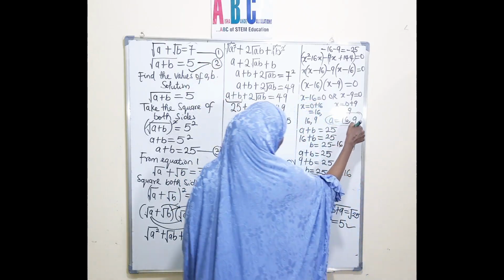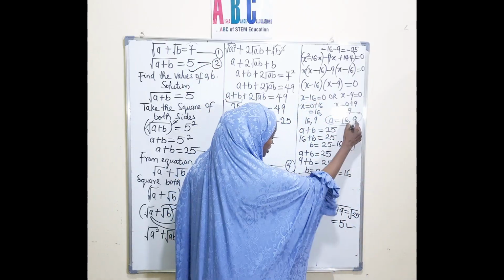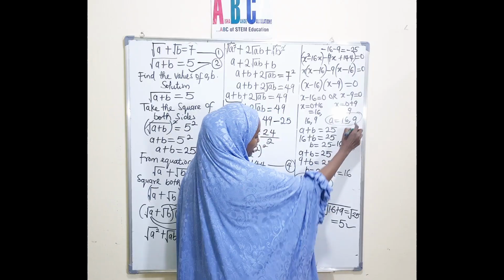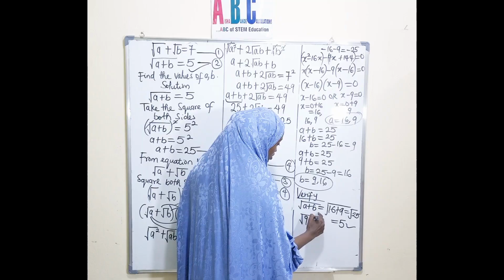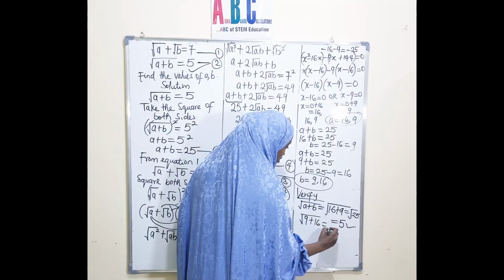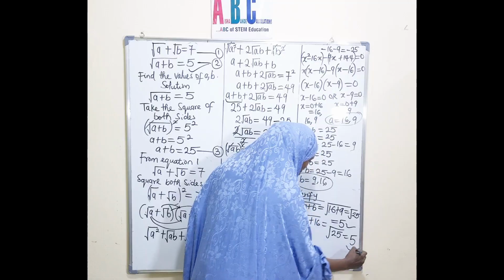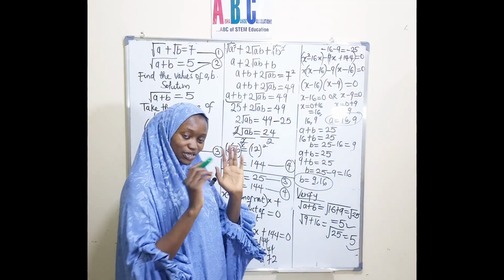Now let's use the second answer, 9, for A is equal to 9. So A is 9 plus B, which is 16. 9 plus 16 is what? 25. So we have square root of 25, which is also equal to 5. So that shows that our answer is correct.